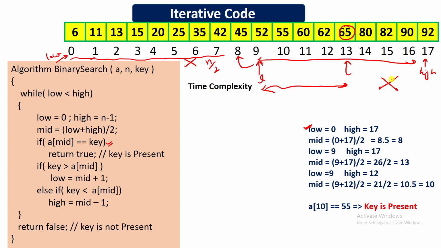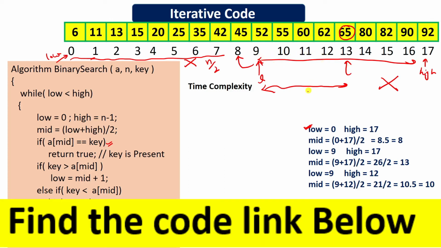So again, how many elements were there? From 9 to 17 you have a total of 9 elements, right? And now you are just checking 1, 2, 3, 4, that is only 4 elements. 9 by 2 is actually nearly 4.5. So you left half of the elements and you are just checking 4 elements. At each point of time you are leaving half of the elements and checking the remaining elements.